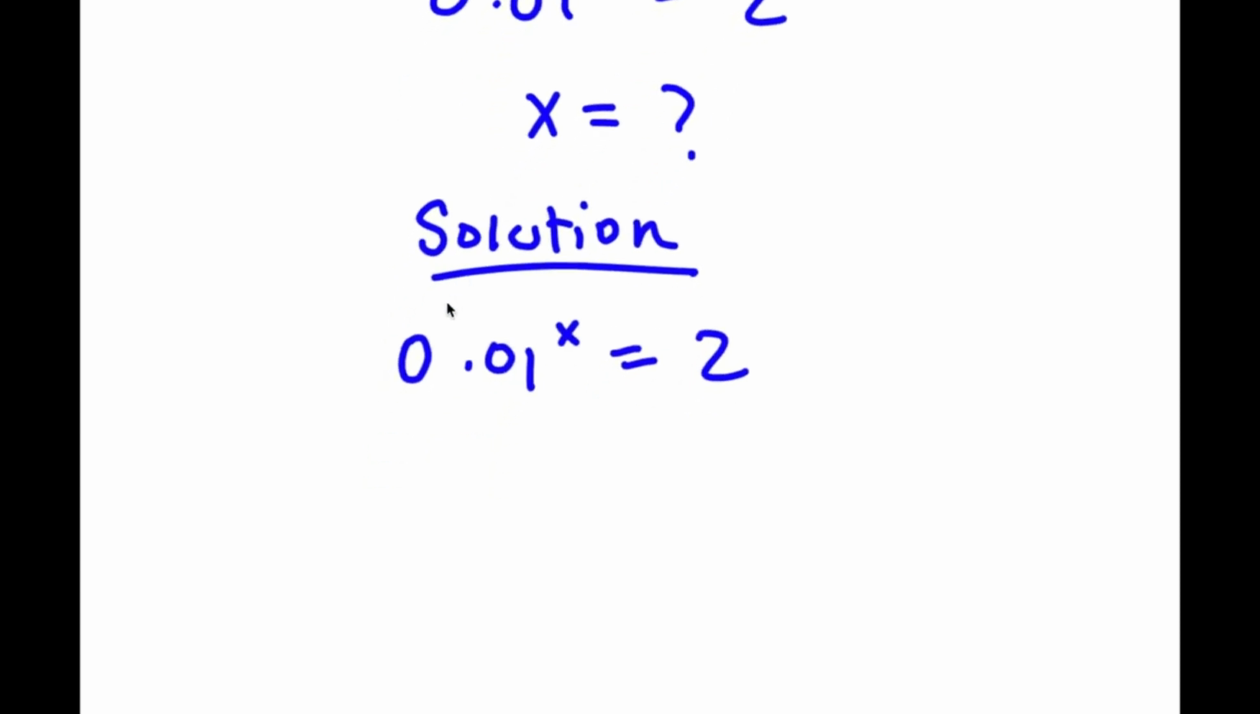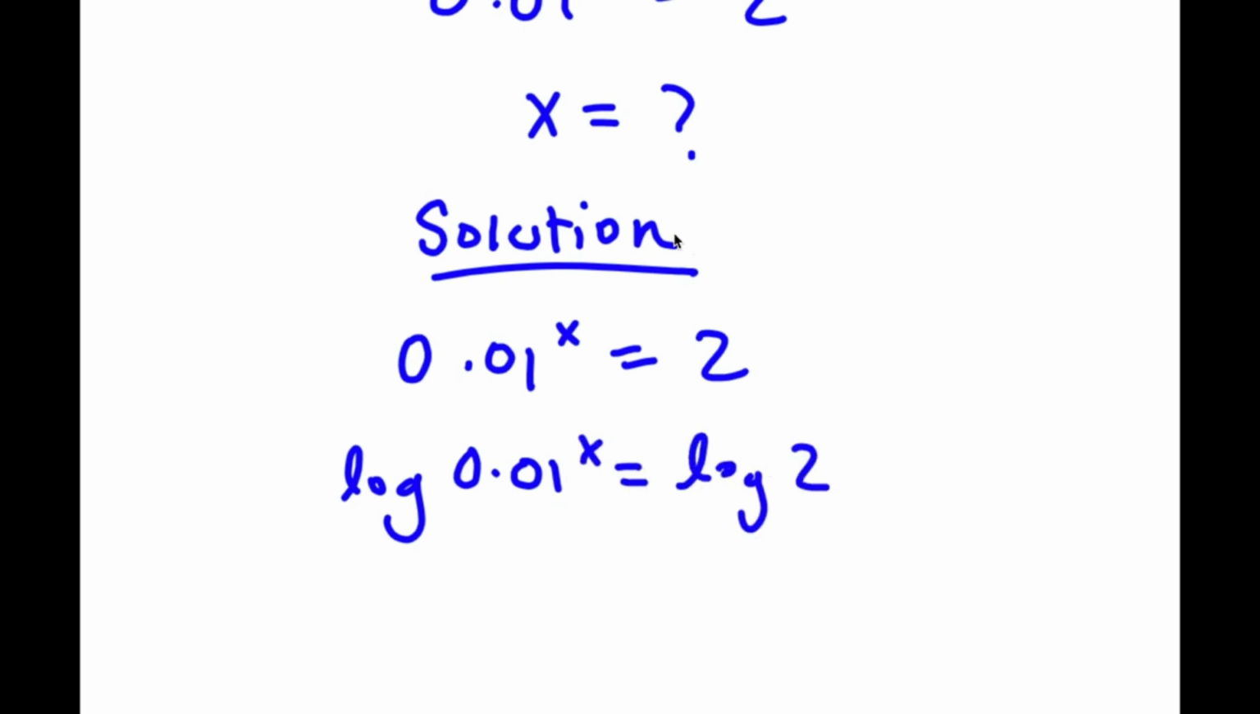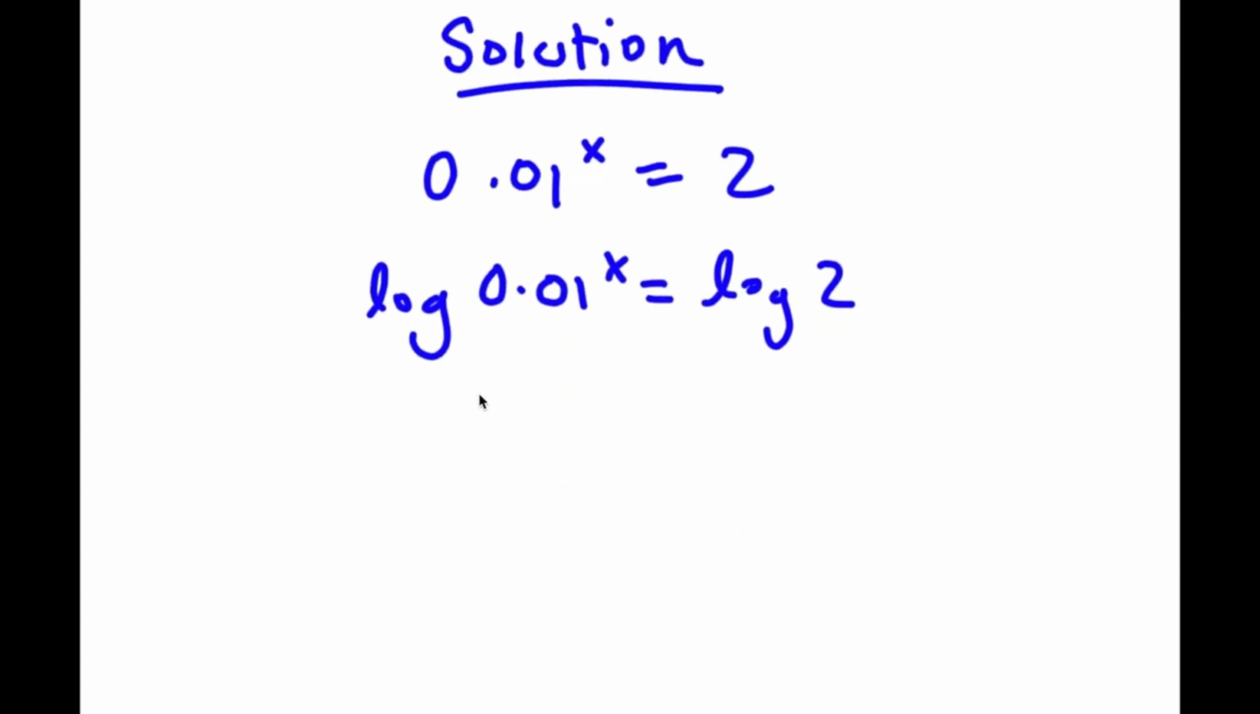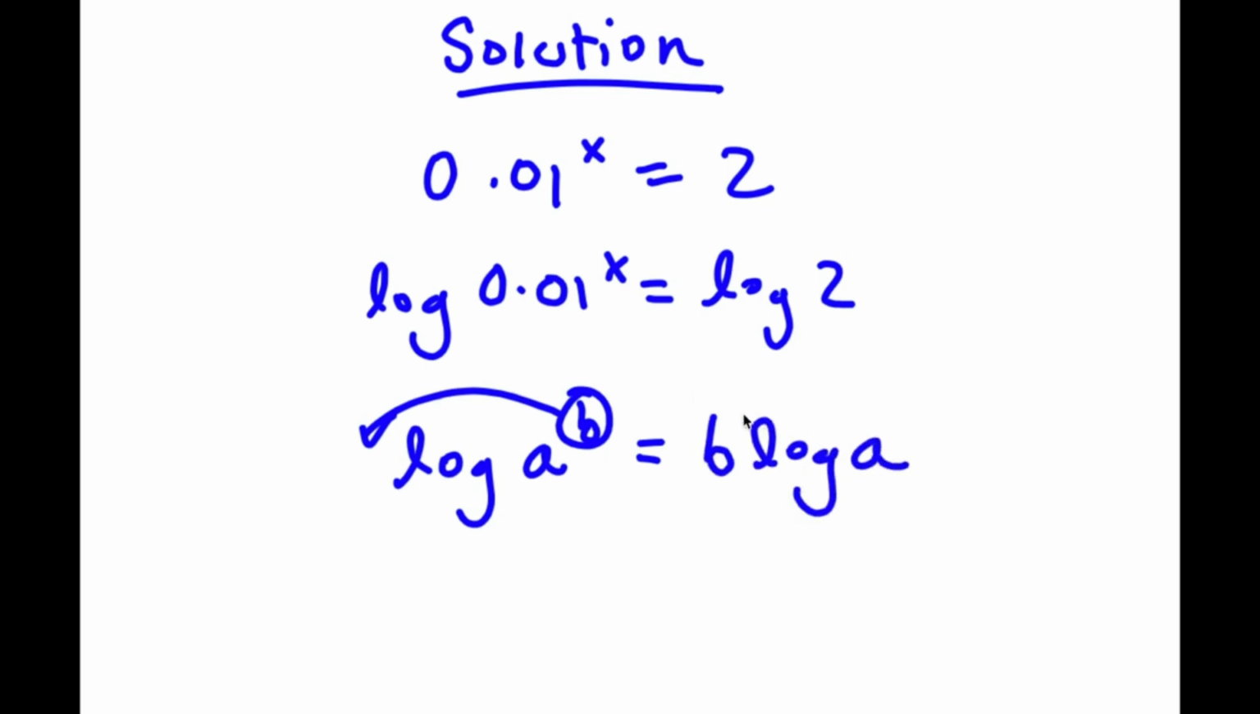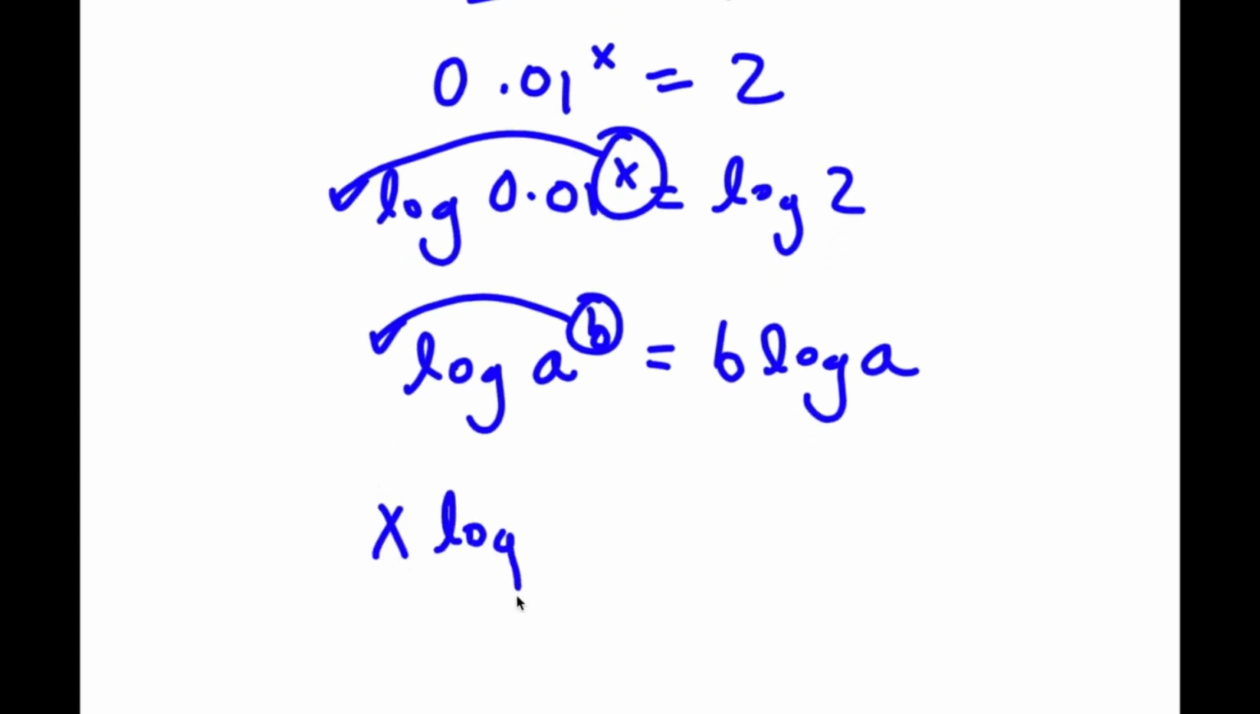Now I'm going to take the log on both sides. So now I have log 0.01 to the power of x is equal to log 2. Now, if I have something in the form log a to the power of b, I can simply move this exponent b to the front. So this would equal b times log a. So in this case, I have log 0.01 to the power of x, and I can simply move x to the front. So that's going to equal x times log 0.01 is equal to log 2.